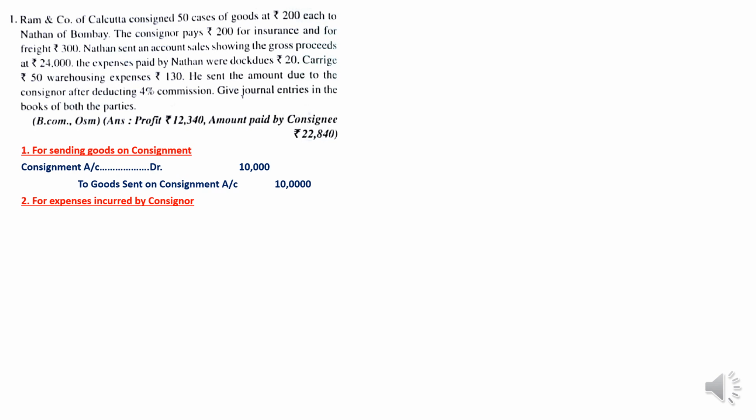And the second entry is for expenses incurred by the consignor. So in this case, consignor incurred the expenses amounting to rupees 500. So that should be debited to consignment account. The entry will be consignment account debit to cash or bank.